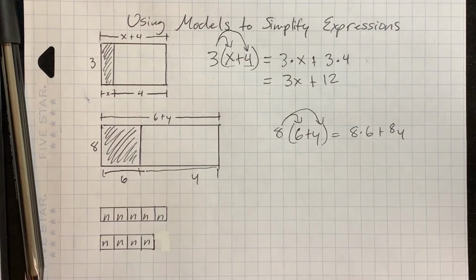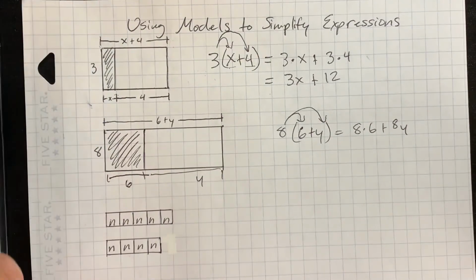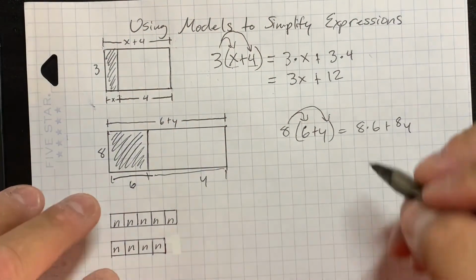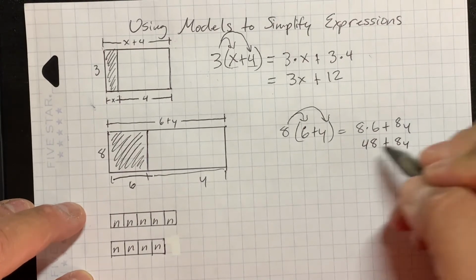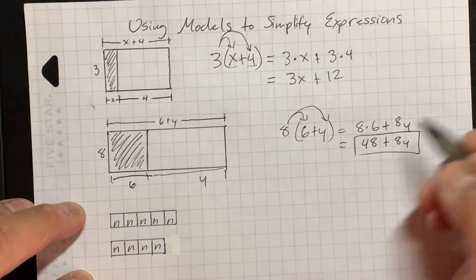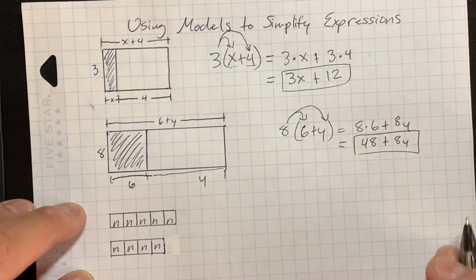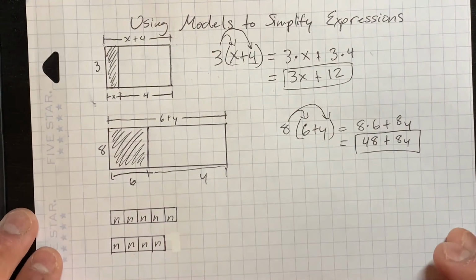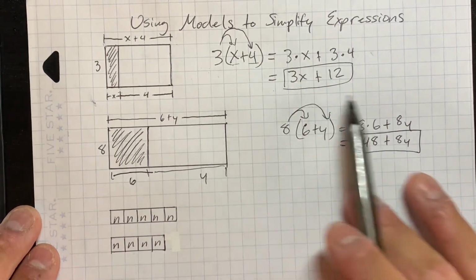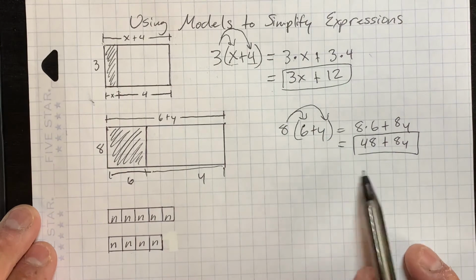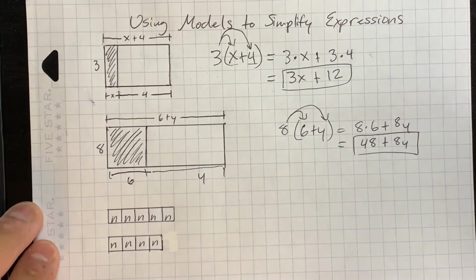Okay. 8 times 6 is going to be 48, plus 8y. There you go. You simplified the expression. You can't go any further than that because they are unlike terms. They're not like terms. So there you go. You simplified the expression using the distributive property of multiplication.